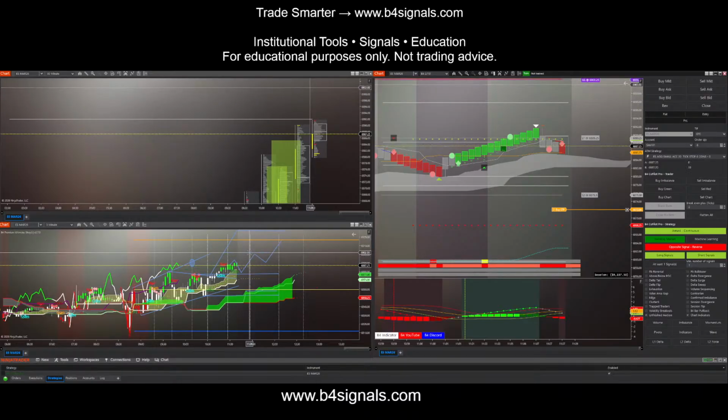Eventually pushing it back up to our expected move, our target.